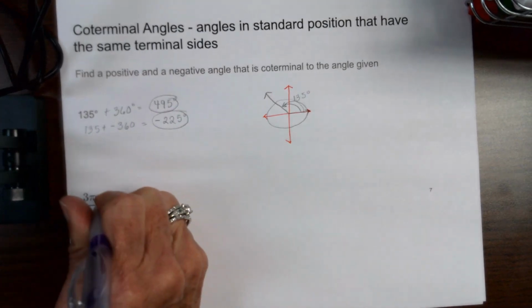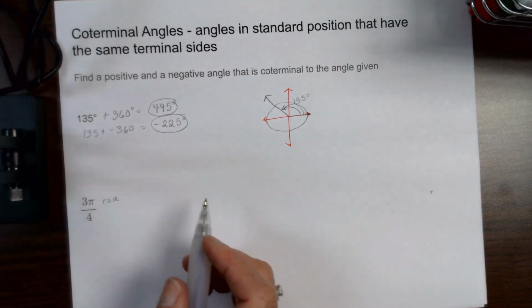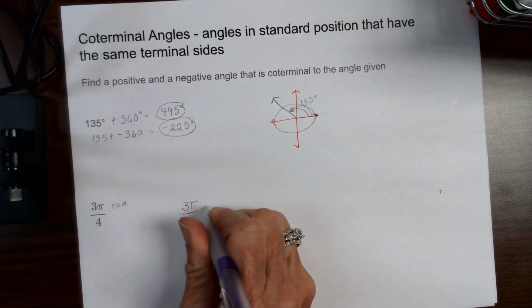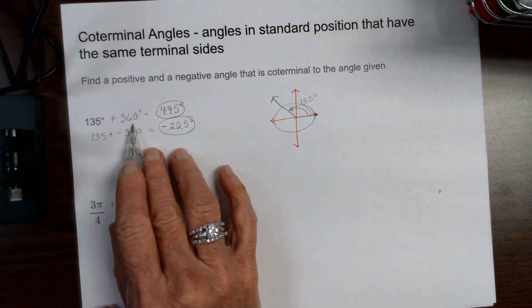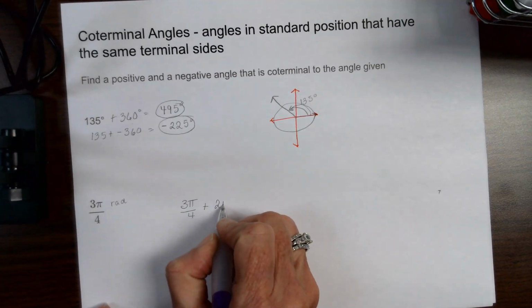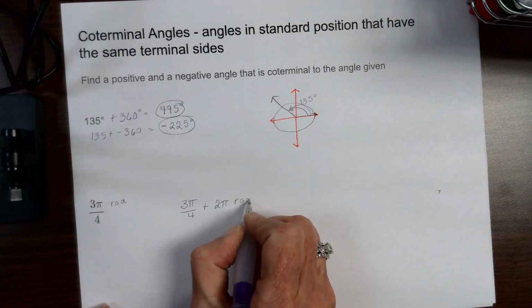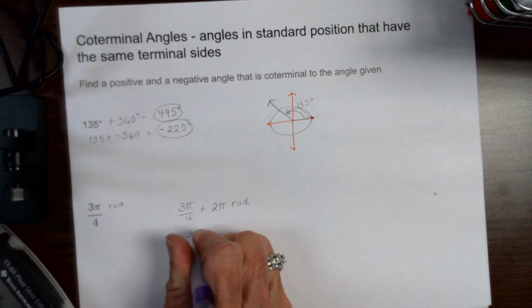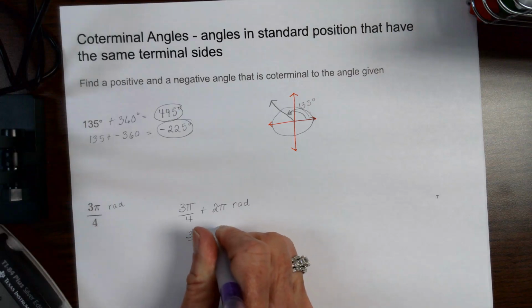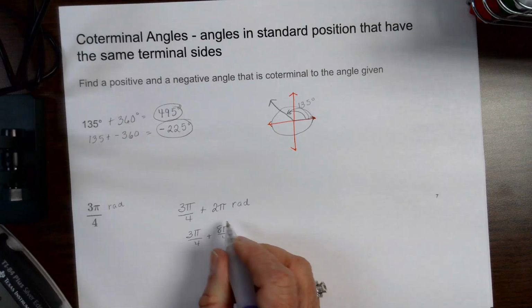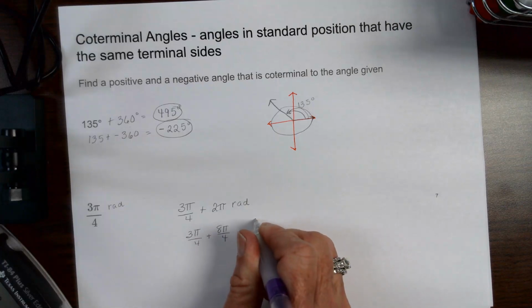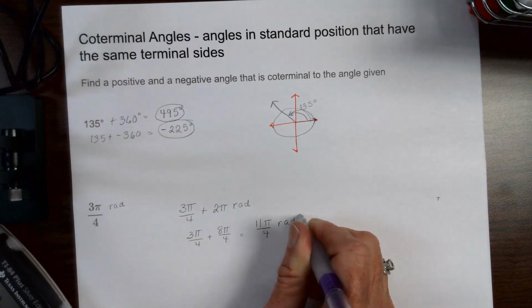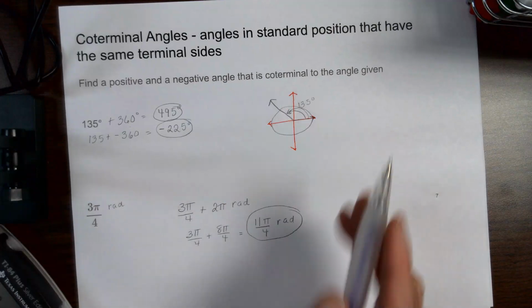What about if it's written in terms of radians? Well, think about what I just did up here. I'm going to take 3 pi over 4, and if I want to add 360 degrees, 360 degrees is the same as 2 pi radians. Now, I need a common denominator. The common denominator is 4, so I have 3 pi over 4 plus 8 pi over 4. That's the same thing as 2 pi. So I'm going to have 11 pi over 4 radians. So there's another positive coterminal angle.